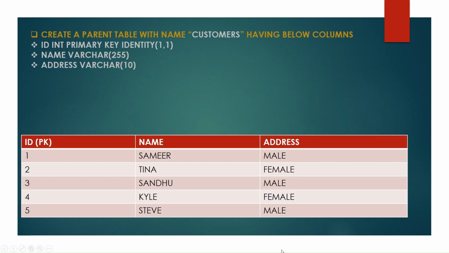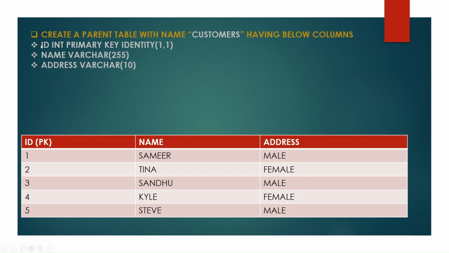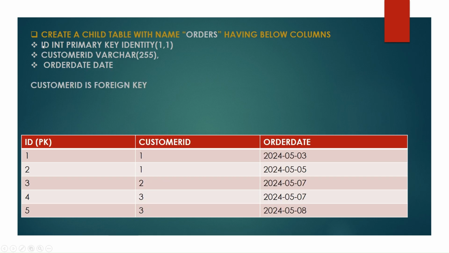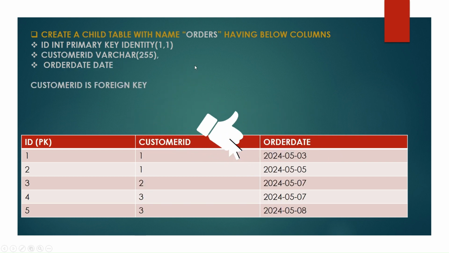So let's understand the foreign key constraint by using two tables, customers and orders. Customer is the parent table having ID, name, address, and the order child table having ID, customer ID, order date. So here ID in the parent customer table is the foreign key inside the customer ID. It means the value of the ID of the customer table would be the customer ID value in the order table.